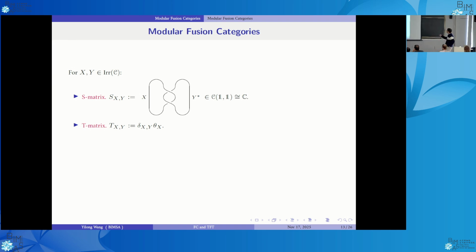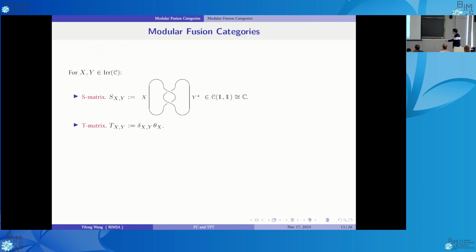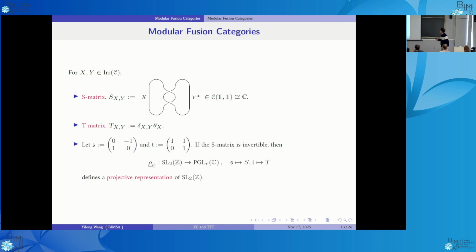So for a pair of simple objects, we can consider this number and put them into a matrix. We can also take the theta of x. Remember, I said theta of x is just a root of unity here. We put it on the diagonal. So what can we use it for? We can put it into a representation of the modular group SL2Z. If this S matrix is invertible, then we will have a representation of SL2Z. That's why we call a modular fusion category modular.